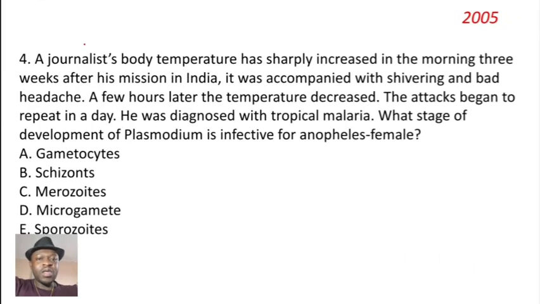First question. A journalist's body temperature sharply increased in the morning, 3 weeks after his mission in India. It was accompanied by shivering and a bad headache. A few hours later, the temperature increased. Then the attacks began to repeat in a day. So these symptoms are malaria, you already know it, right?